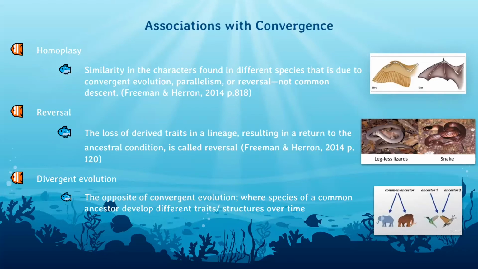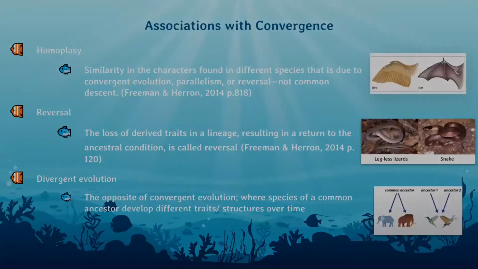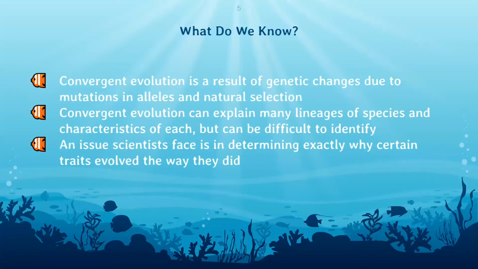Divergent evolution can also be mentioned because it's the opposite of convergent evolution due to organisms deriving from the same ancestor developing different traits. We know that convergent evolution is a result of genetic changes due to mutations and natural selection. This helps us to explain lineages, environments, and characteristics of organisms.